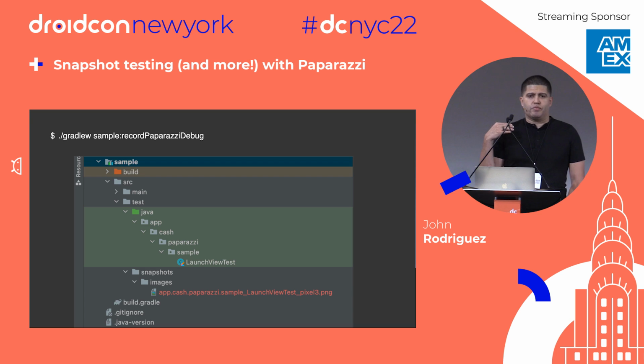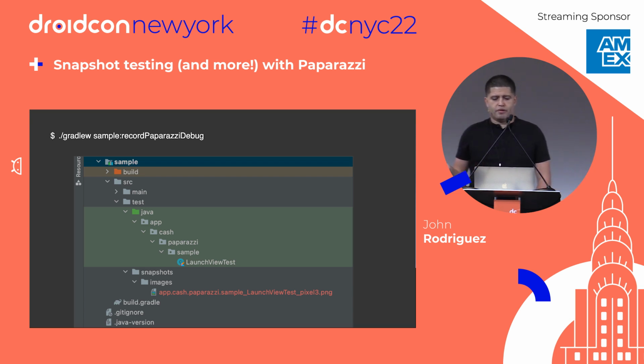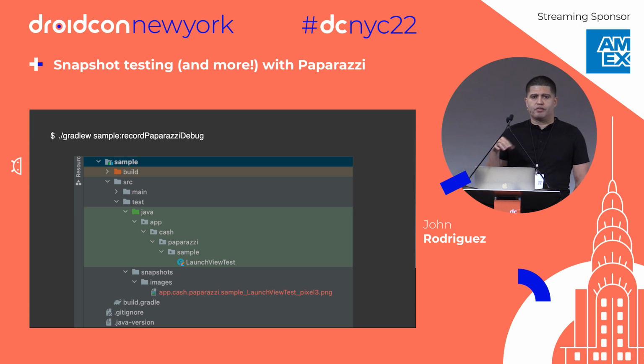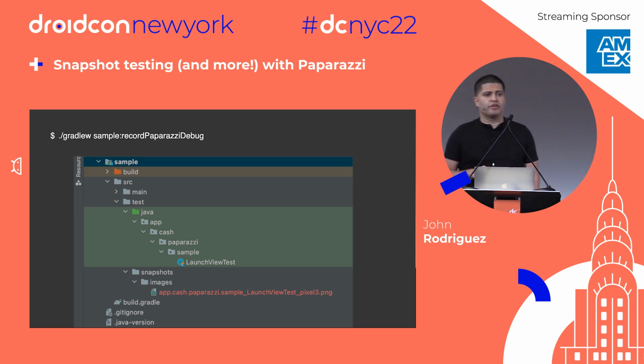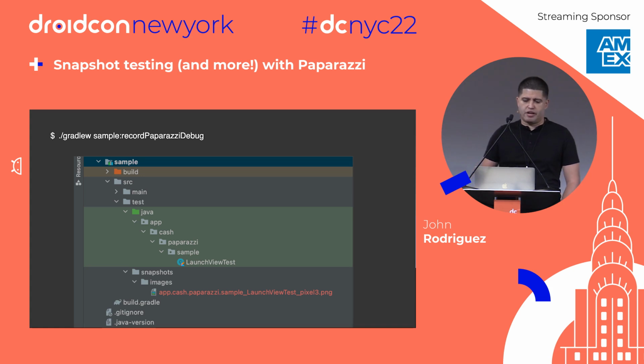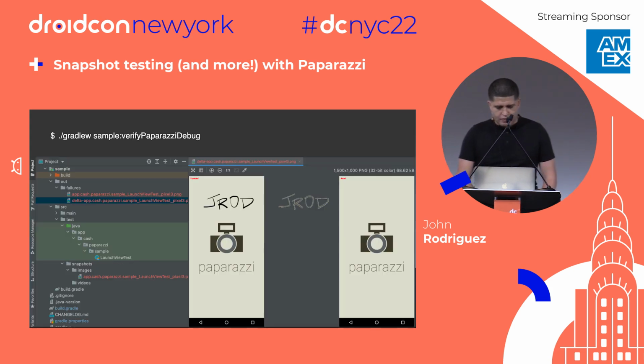After you reach a state where you're satisfied, you then record Paparazzi. You run the record task, and now that's going to save the rendered view into the file system, where you would probably save it using Git LFS or maybe push it to an NFS share so you can have a catalog of all the screens in your app that you've covered. And then on CI, you're probably running a verify test to make sure that you have no accidental regressions.